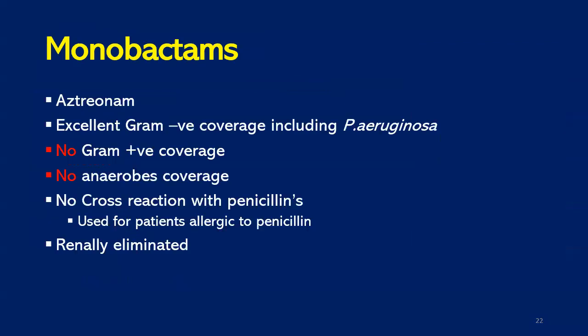Now, the monobactams are represented by one antimicrobial, we call it aztreonam. It has excellent activity against most of the gram-negatives, including Pseudomonas aeruginosa. But aztreonam has no activity against gram-positive cocci or the anaerobes. So always this agent needs to be combined if you're going to use it empirically.